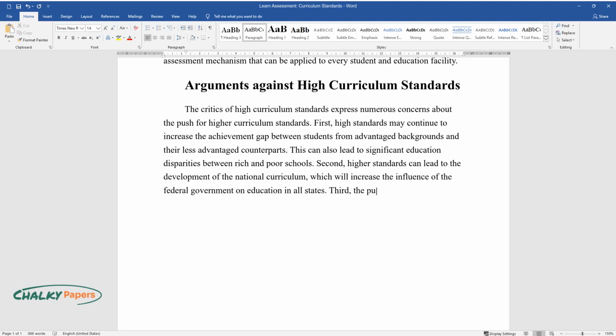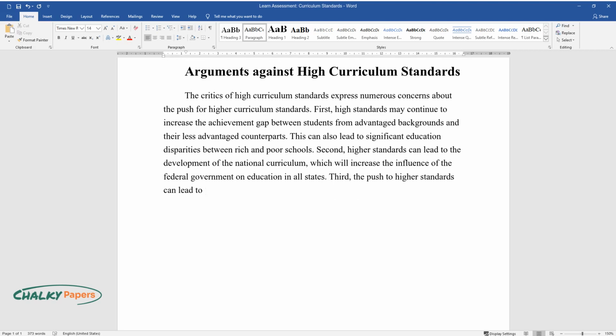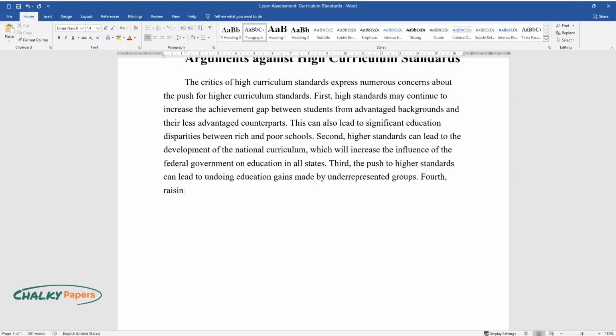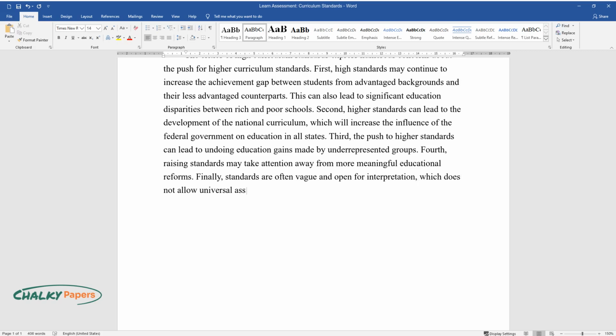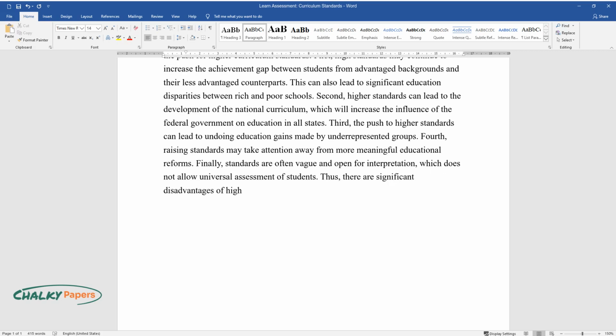Third, the push to higher standards can lead to undoing education gains made by underrepresented groups. Fourth, raising standards may take attention away from more meaningful educational reforms. Finally, standards are often vague and open for interpretation, which does not allow universal assessment of students. Thus, there are significant disadvantages of higher curriculum standards that should be considered.